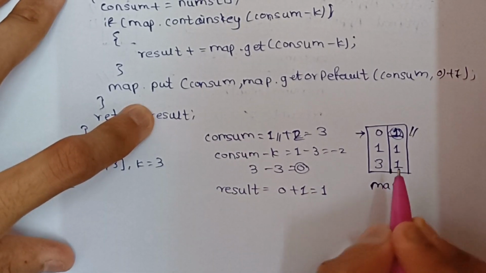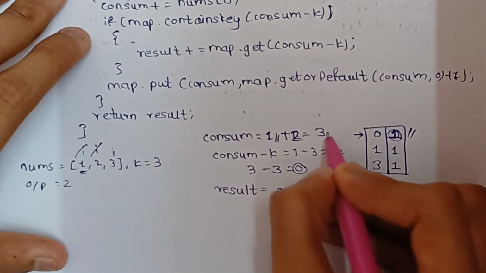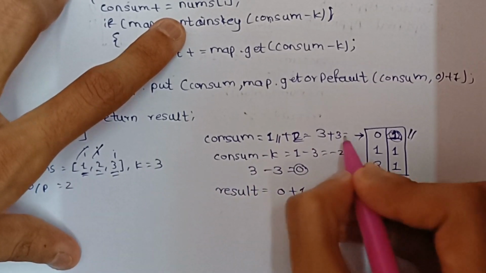Now again we will implement the for loop. I will come here. Now consecutive sum plus nums of i, here nums of i is 3. So 3 plus 3, which is equal to 6.